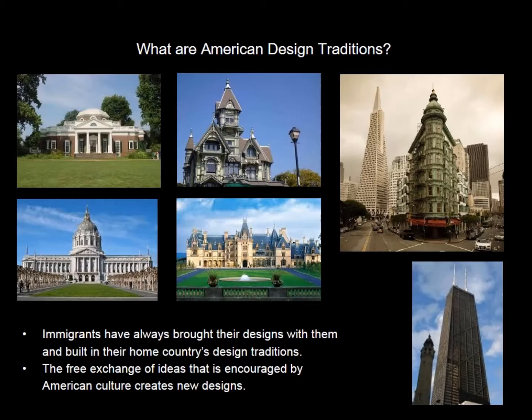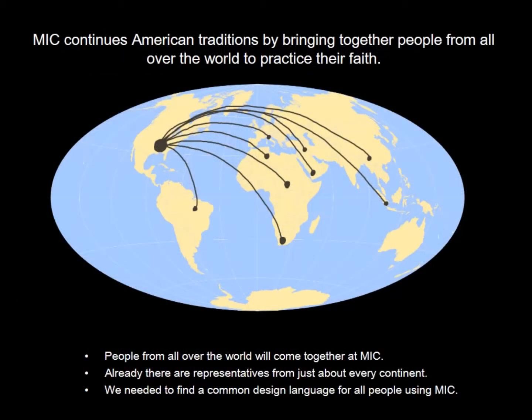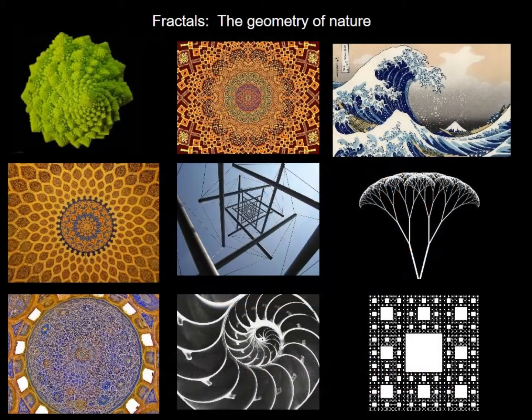So already we've got a problem with how we're going to figure out how to work out the design. Now, on top of that, we have everyone from all over the world coming to worship at MIC. So, since they're Muslim, all of their cultural symbols are also their religious symbols, and so we had to find a way to distill out all of the different symbols that they had and find common ones so that they could all come together. And we also tried to find common cultural symbols. So we found fractals. Fractals are basically the geometry of nature. The mosque domes are on the left, and you can see the natural fractals.